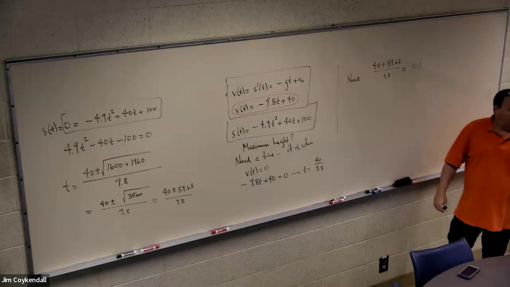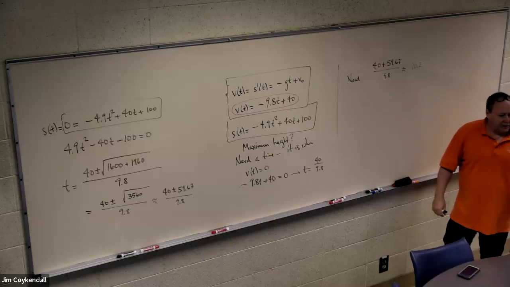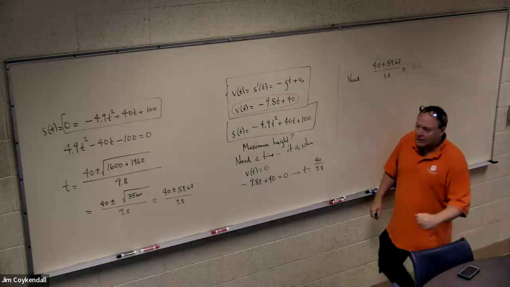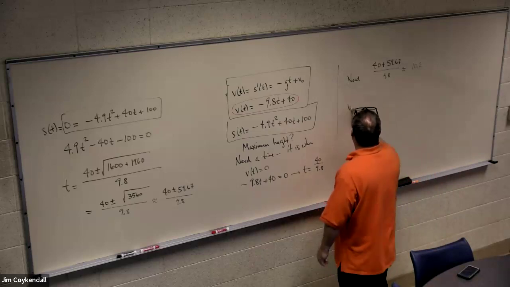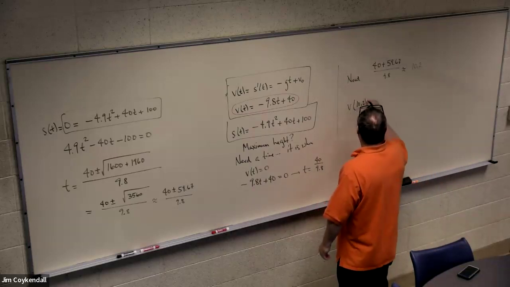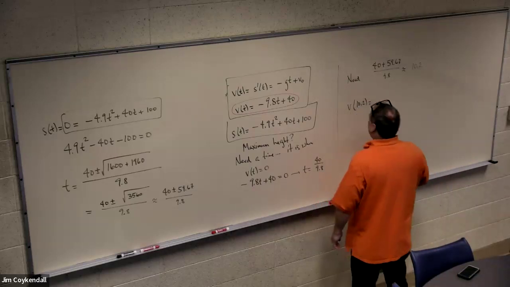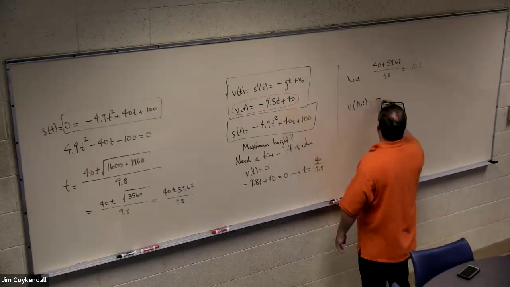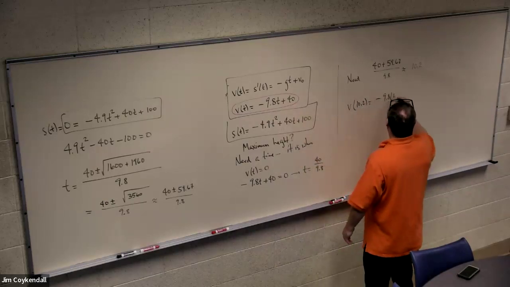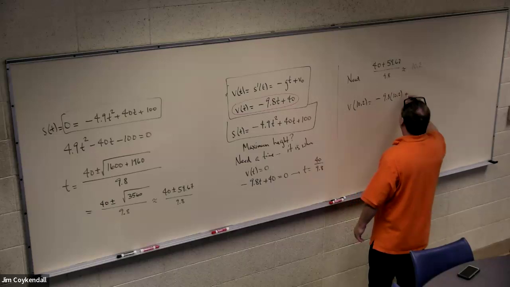So I chuck this rock up in the air, it hits the river in 10.2 seconds. Now, the question is, how fast is it going when it smacks the surface of the river? So we need this velocity equation, which is this one. That's 9.8 times 10.2 plus 40.